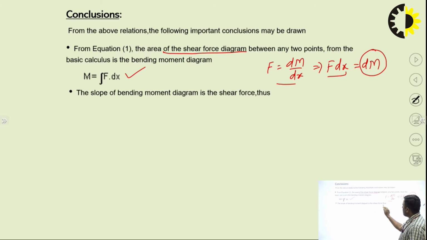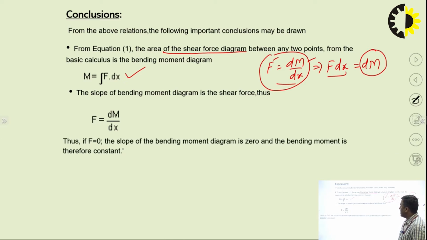The slope of the bending moment diagram is the shear force. This is clear from F equals dM over dx. So dM over dx is the slope of the bending moment diagram, which is equal to the shear force. This is the second conclusion. So F equals dM over dx.